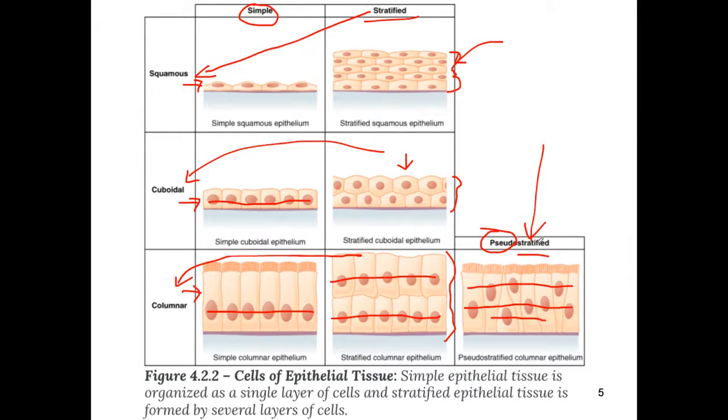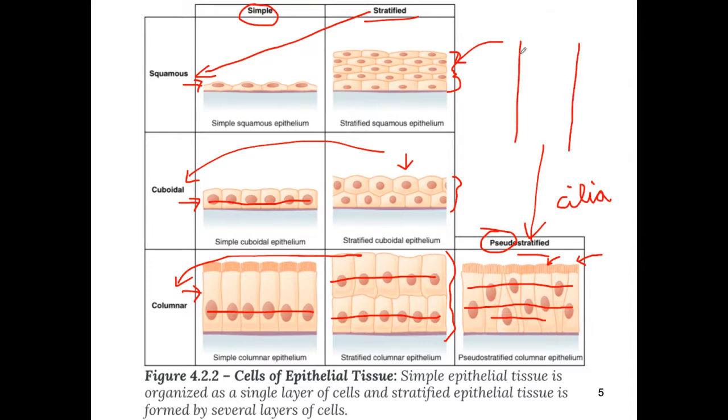And typically, where we see pseudo-stratified columnar epithelium, we will also see this brush border here, which are called cilia, C-I-L-I-A. Cilia are these little hair-like structures that can beat rhythmically.